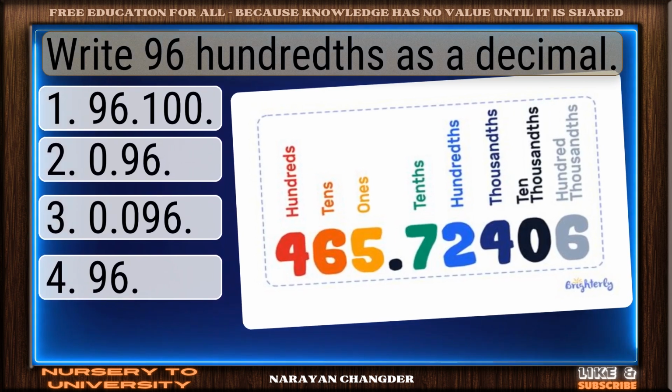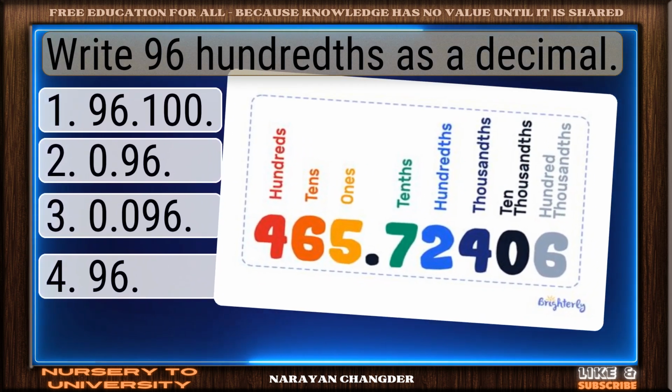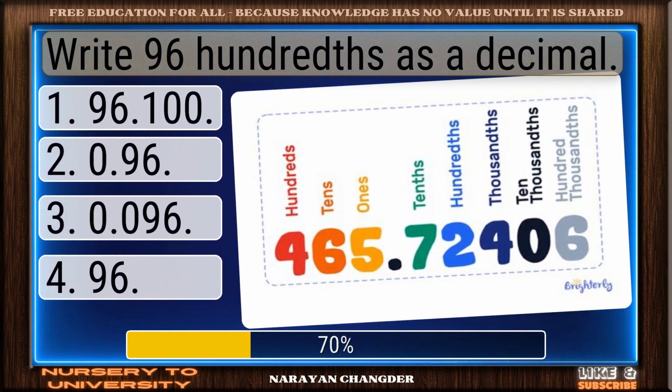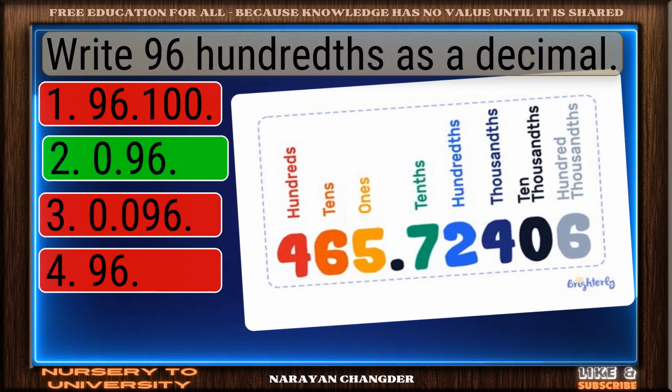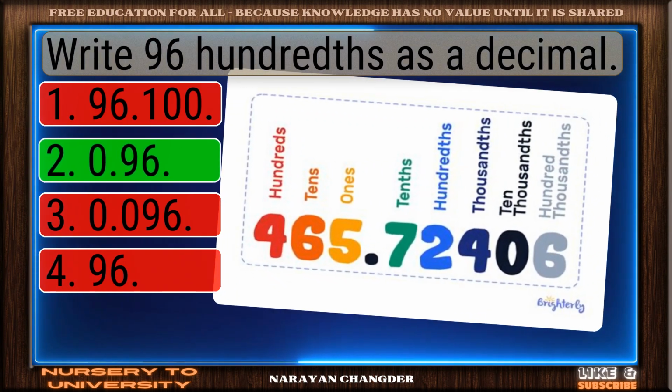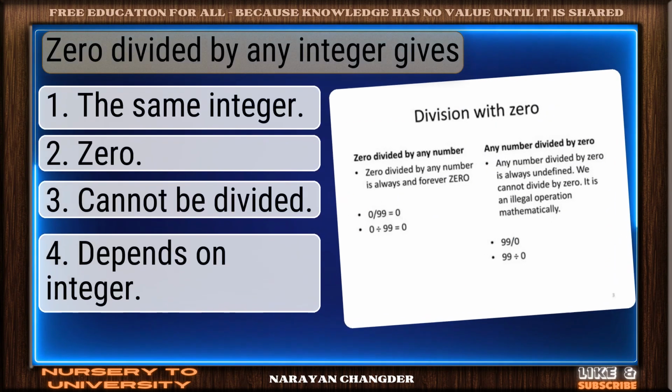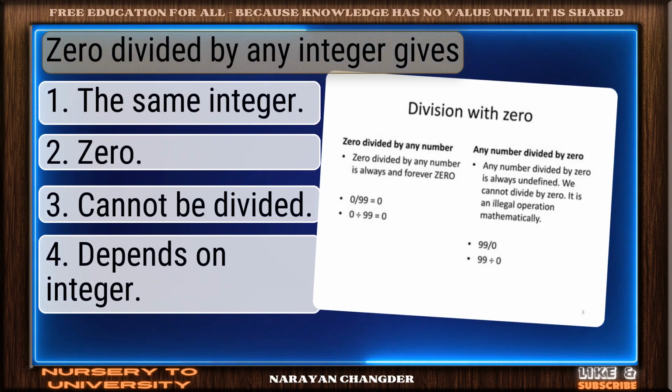Question number 63. Write 96 hundredths as a decimal. Great thinking. 0.96 is the right choice. Question number 64. 0 divided by any integer gives?